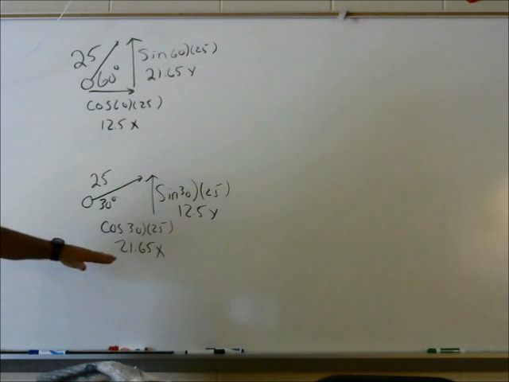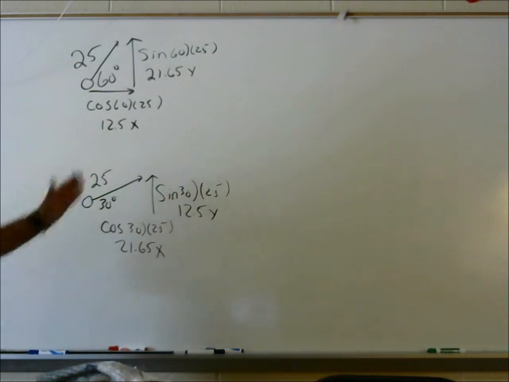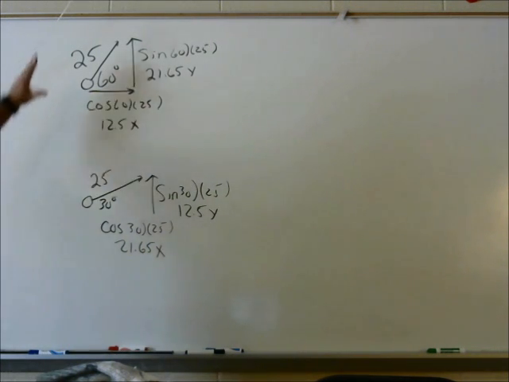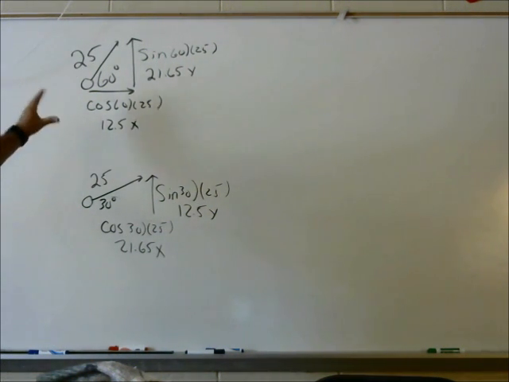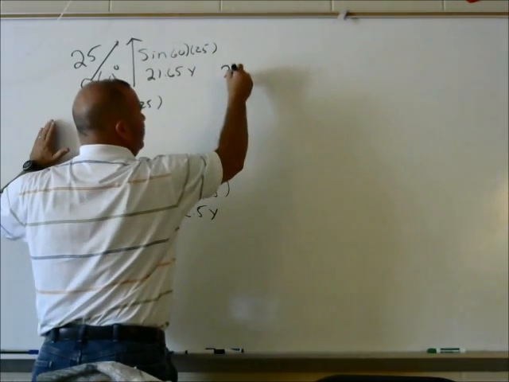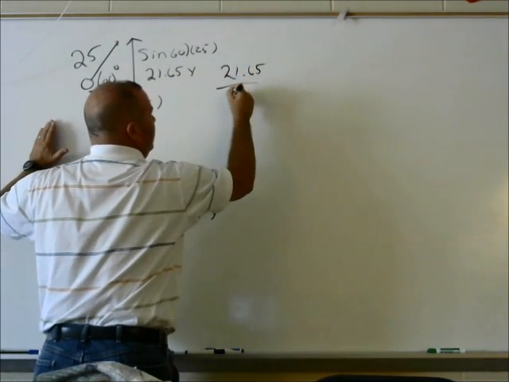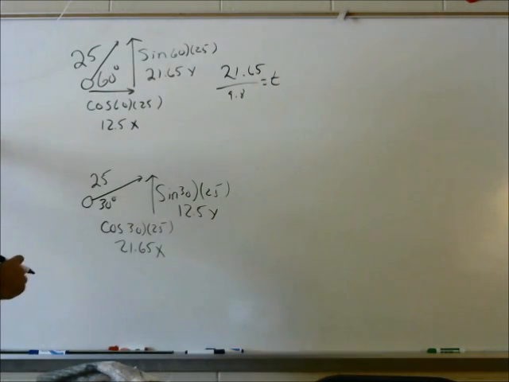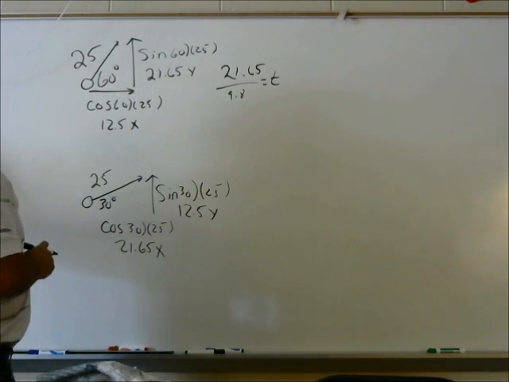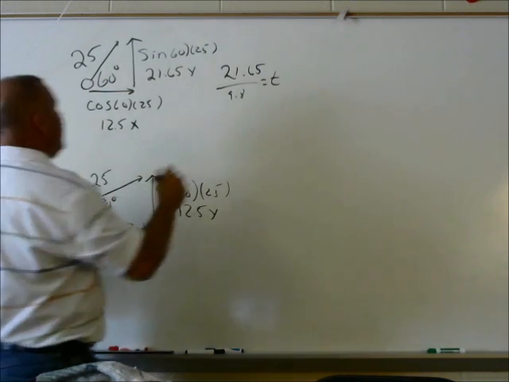Cosine 30 times 25 is 21.65 x for the lower trajectory and 12.5 meters per second y. So if we look at those velocities in the y direction, we can calculate the total time up. Double that would be the total time the projectile will be in the air in each case. So I get 21.65 over 9.8 gives me time for that projectile to get to the top, which is 2.209 seconds.